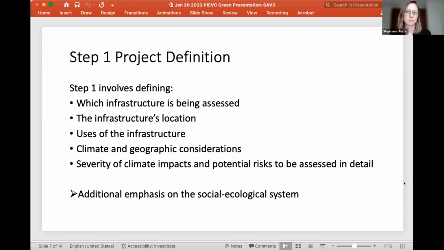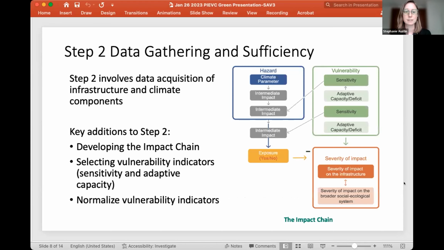Next slide, please. So the second step on data gathering and sufficiency, as you'll know from the PIEVC protocol, this involves data acquisition for the infrastructure and climate components. Here is where the bulk of the changes have been made in the PIEVC Green Protocol, and I'll just mention three of the main additions or changes. So one is the addition of an impact chain.